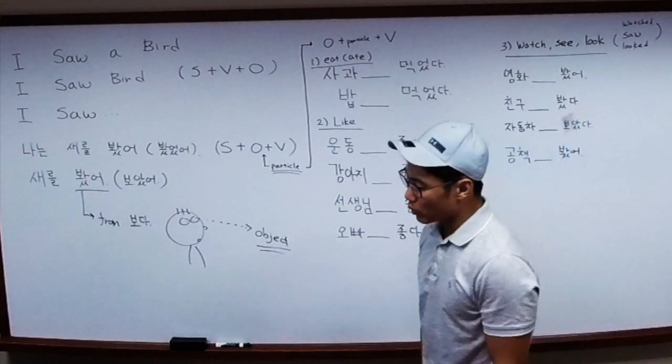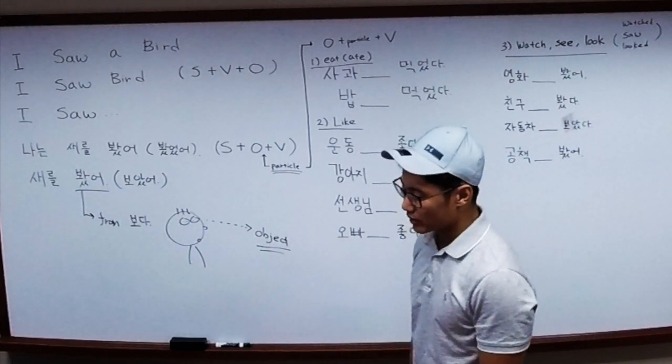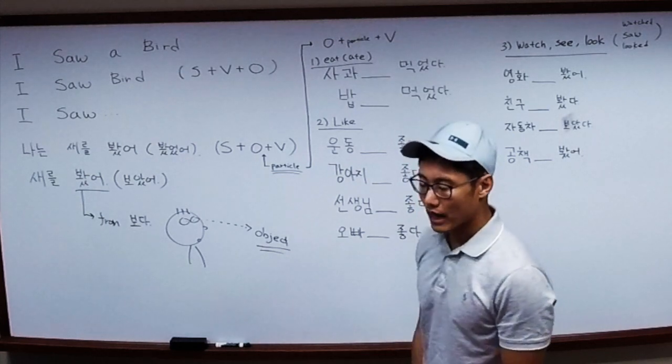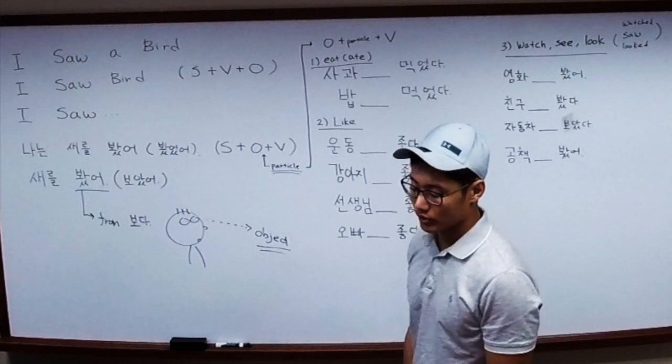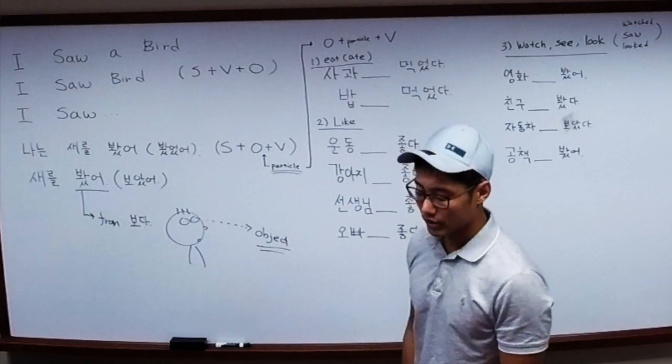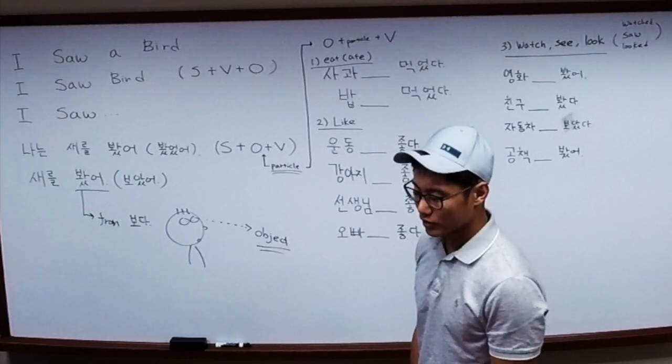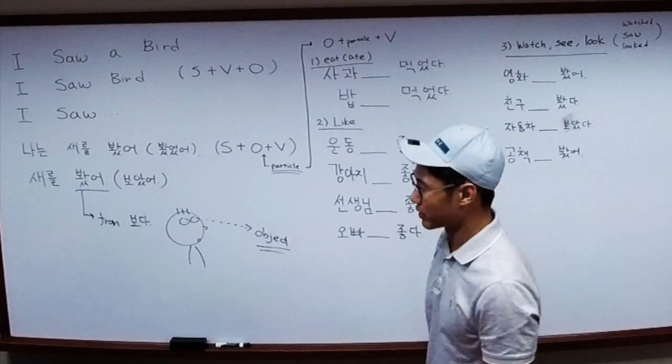So English is more of a subject prominent language. We cannot really omit the subject in an English sentence, right? That would be really, really weird. Like, saw a bird. Like who? Who did see this bird, right?